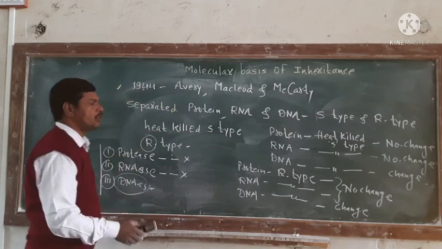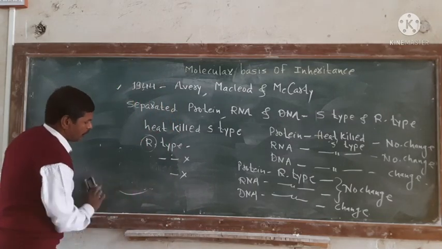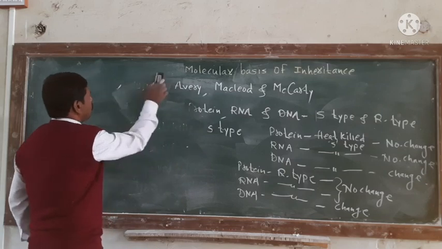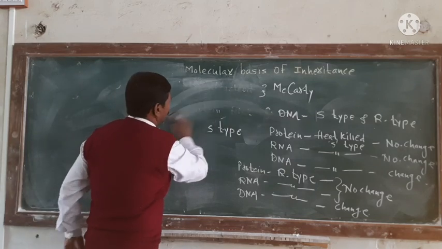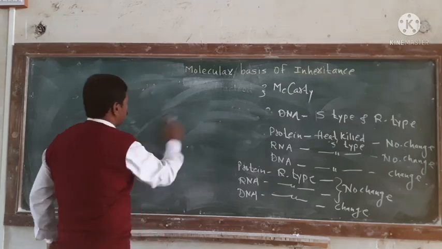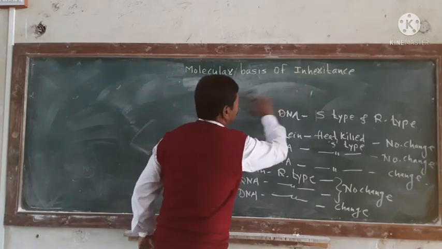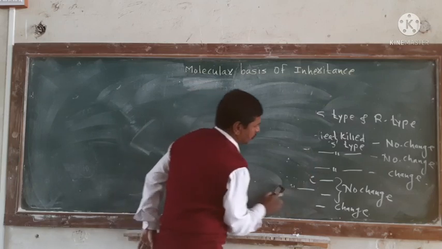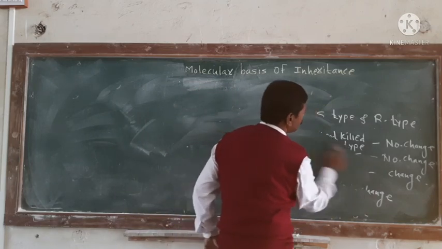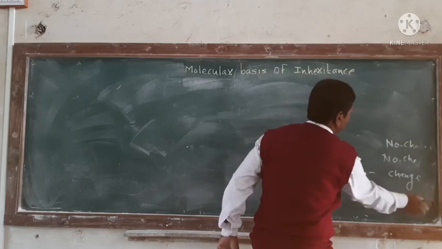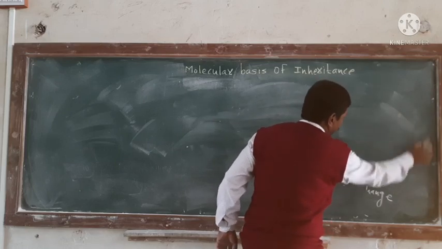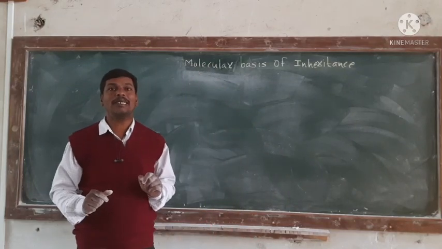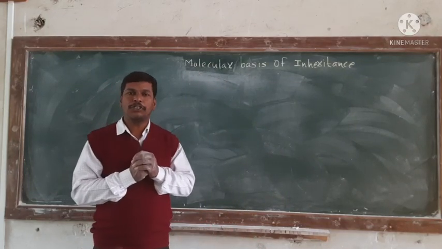Now we have to discuss the last experiment, which was performed by two scientists, Hershey and Chase. After the first two experiments, Griffith's experiment and the second experiment, now we see the last experiment, which proves clearly that DNA acts as a genetic material.